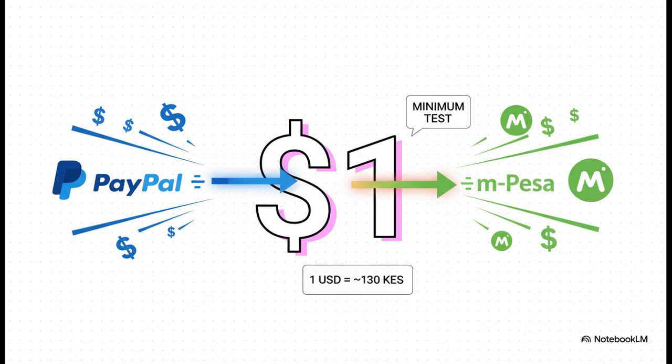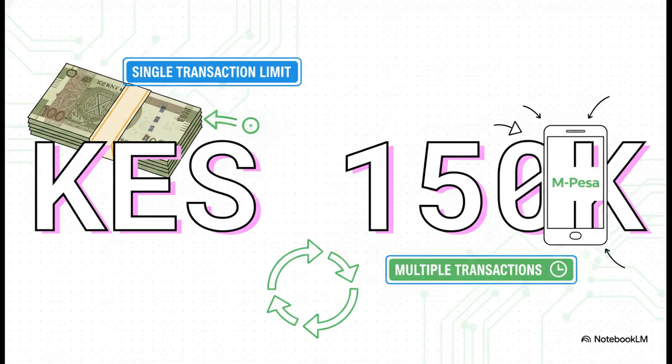So when you choose to withdraw from PayPal, you'll type in the amount in US dollars, and the minimum is just $1, which is perfect for that first test we talked about. The app will show you the exact exchange rate and the final KES amount you'll get before you confirm anything. No surprises. Now here's something you've got to remember. Keep your M-Pesa limits in mind. For most people, the max you can pull out in one go is 150,000 Kenyan shillings. If you need to move a larger amount, you'll just have to break it up into a few separate transactions.